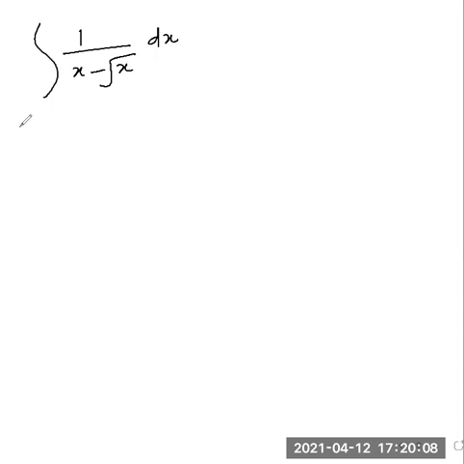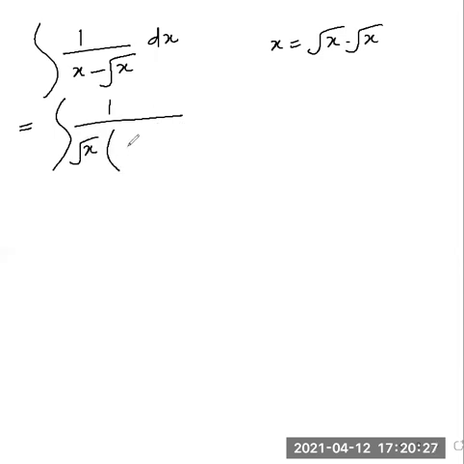Maybe you can do minus root x, maybe you can do it like that also, but then try this way. It will be very easy. We can write x as root x into root x. Am I right? Take root x common, then what will be inside? Root x minus 1, dx.